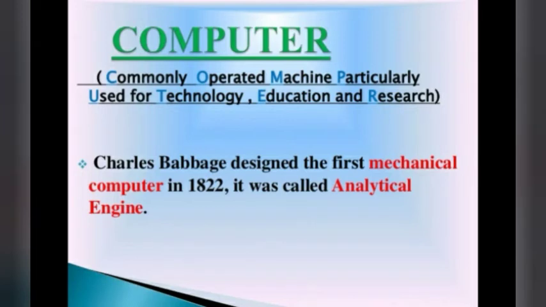So, we are discussing the peripheral devices. The computer has the main thing that is the peripheral device. Computer means commonly operating machines, particularly used for technology, education, and research. Charles Babbage designed the first mechanical computer in 2022. It was called an analytical engine.